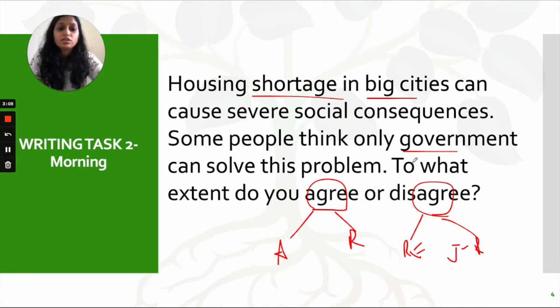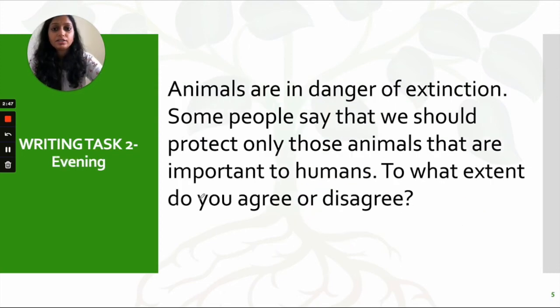All right. So these are your ideas to either agree or disagree. Now you can write a mixture of the two answers as well. You can agree with a certain portion of the question and not agree with a certain portion of the question. But remember, your introduction and your conclusion have to be clear. All right. Now let's move ahead and understand the idea development for the next question.